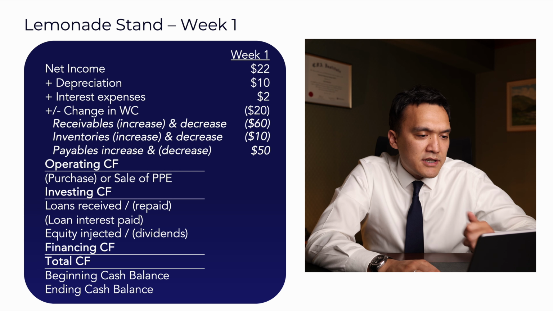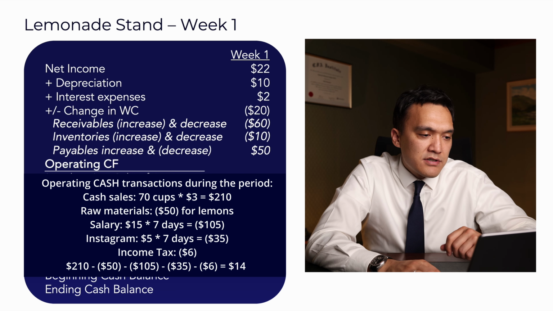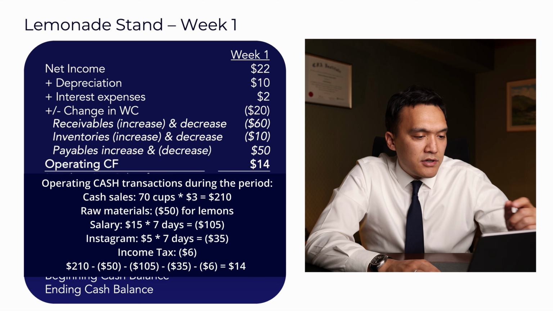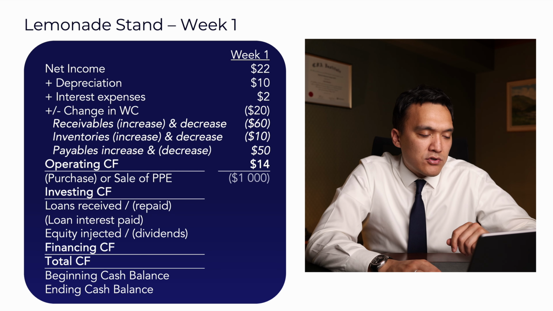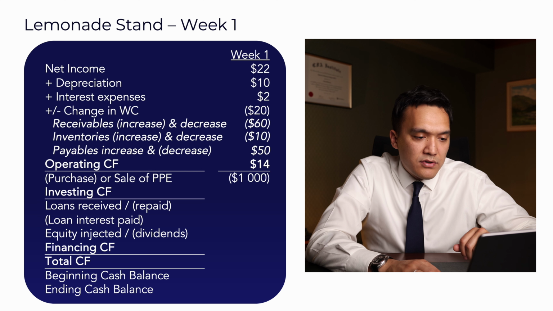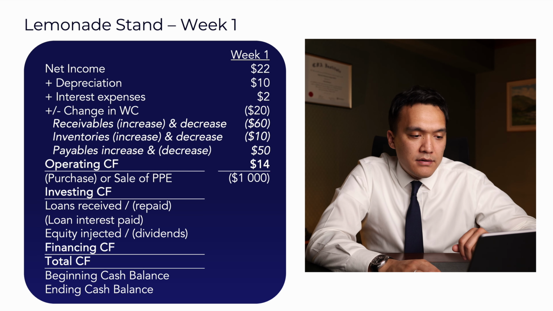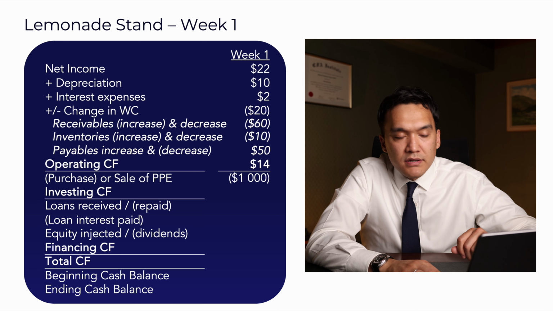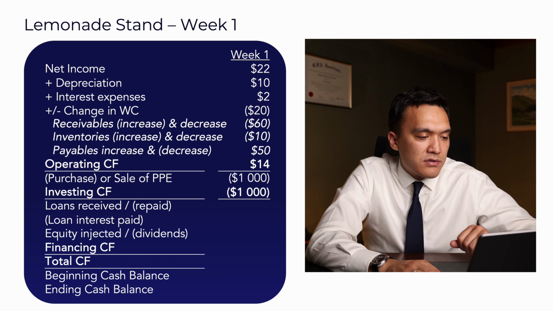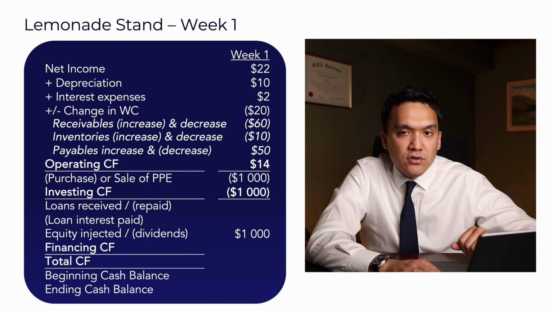So 22 plus 10 plus 2 is $34, and minus $20 of change in working capital, we have $14 of operating cash flows. Then we have purchases of $1,000 worth of property, plant and equipment. This is $800 of lemonade stand and $200 for the equipment. So we have a total of $1,000 for investing cash flow. Then our equity injection remains unchanged at $1,000.